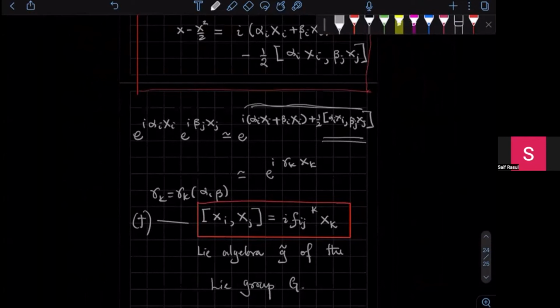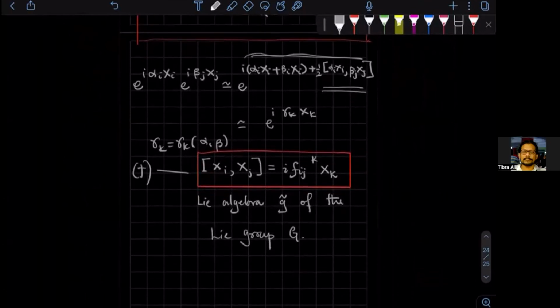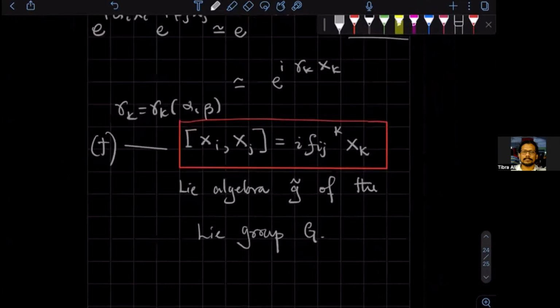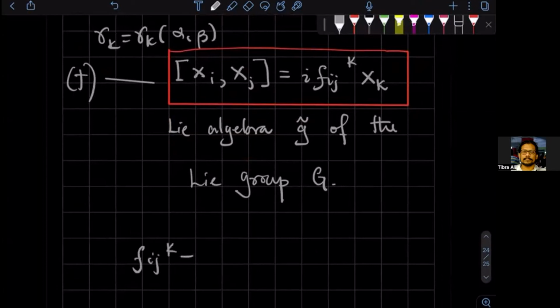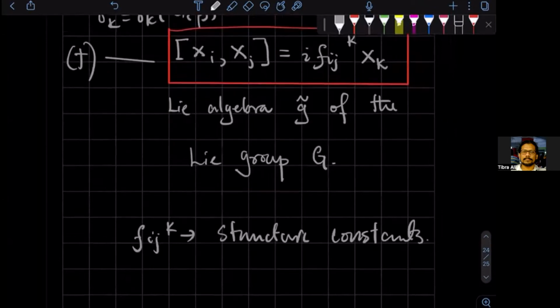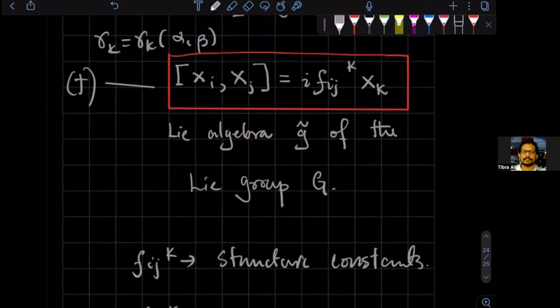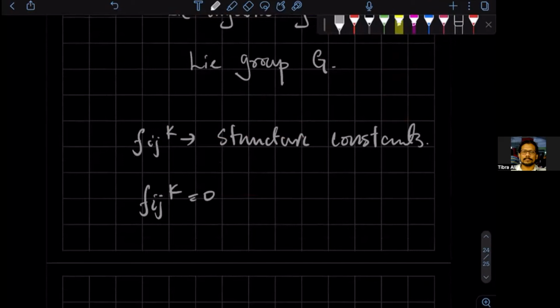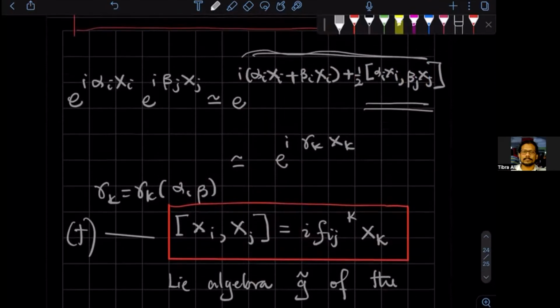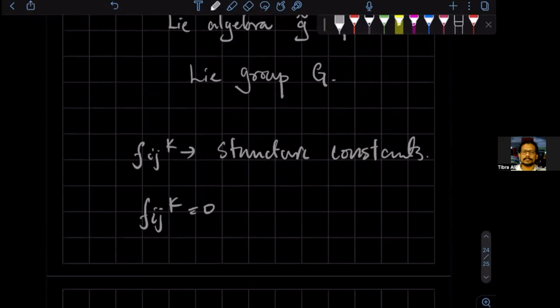Sir, what is F? What is F? Where? F_ijk in the red box? Yeah. These are called structure constants. For example, if all the f_ijk's are 0, then we have an abelian group, right? They are essentially telling you how the generators interact around the identity element. In some sense, they contain the seed of the group multiplication table for the Lie group. So yes, they're called structure constants.